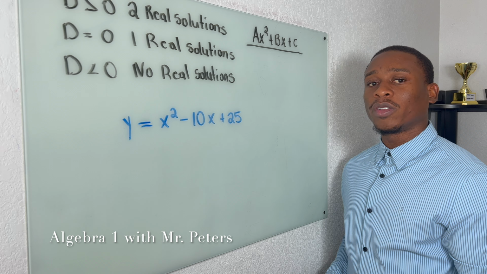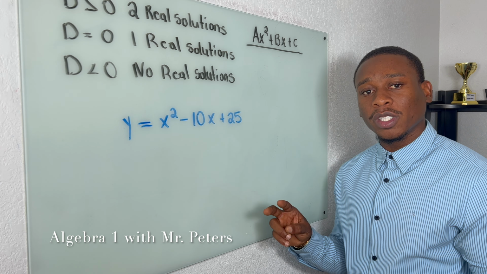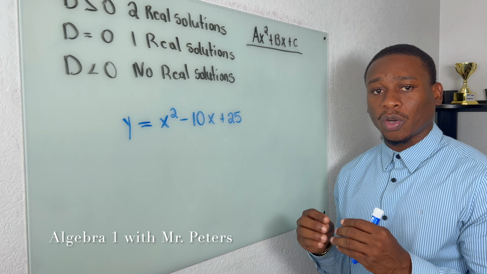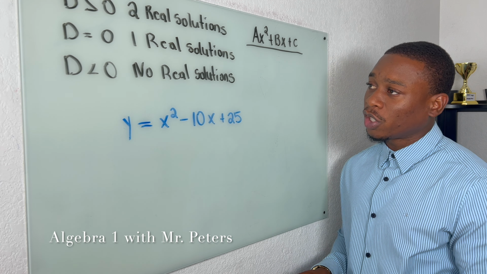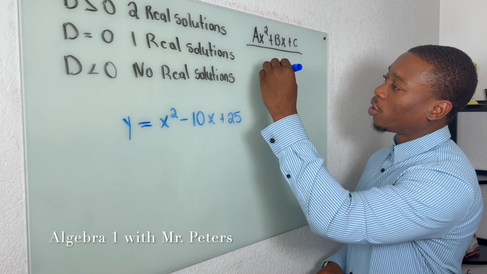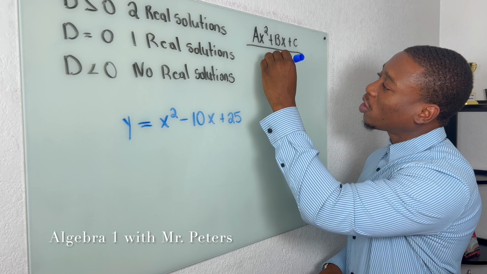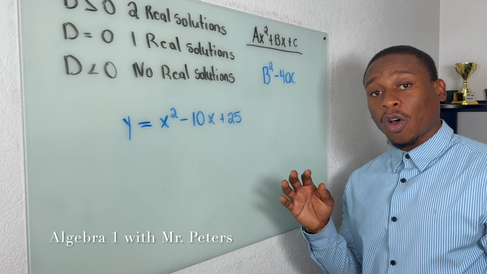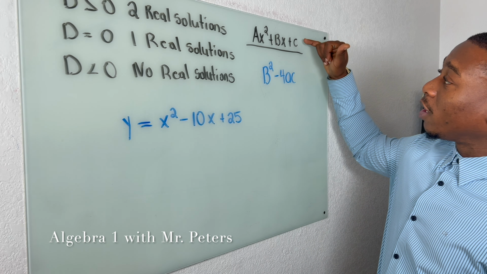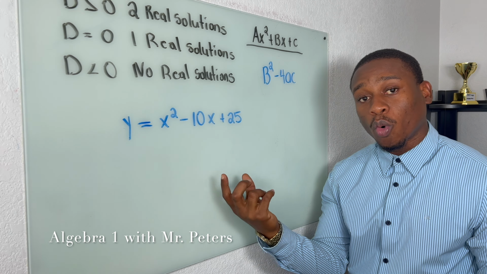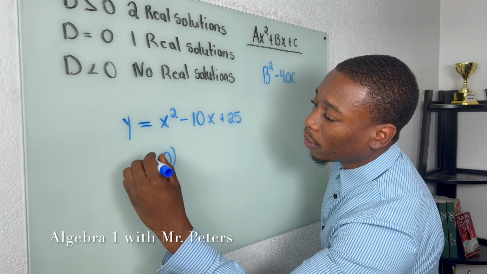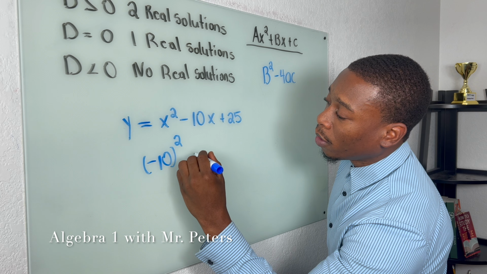If D is greater than 0, we have 2 real solutions. If it's equal to 0, 1 real solution. And if it's less than 0, that means we have no real solutions. And the formula we use to determine D is b squared minus 4ac, and this is all based off the quadratic equation.